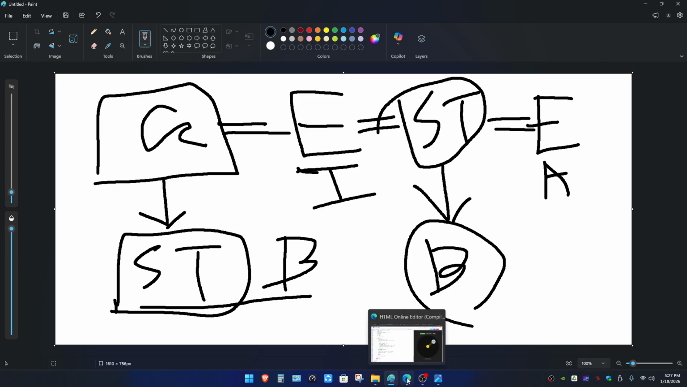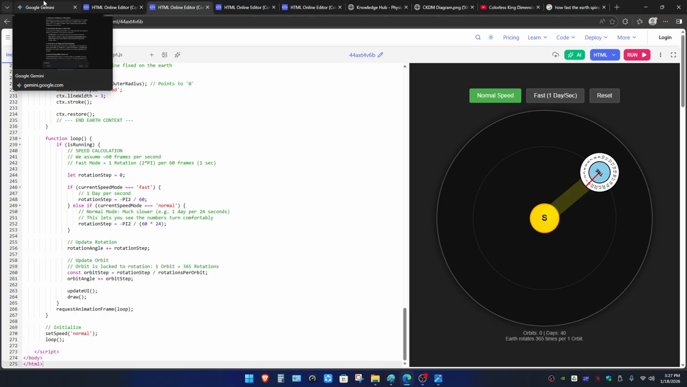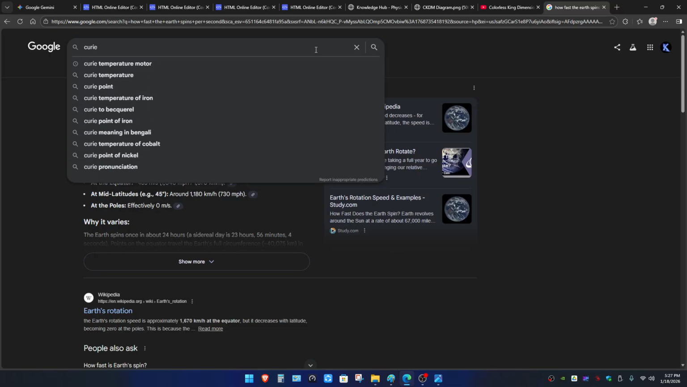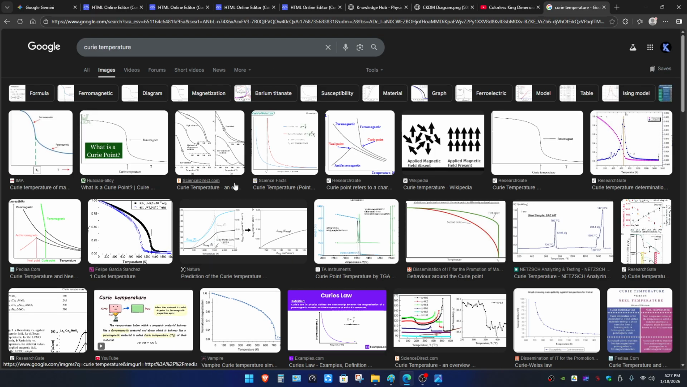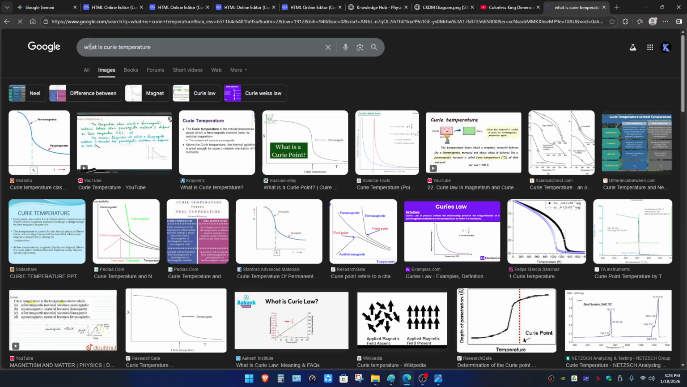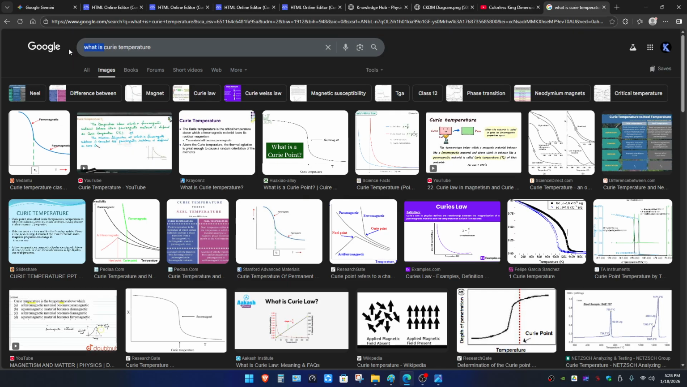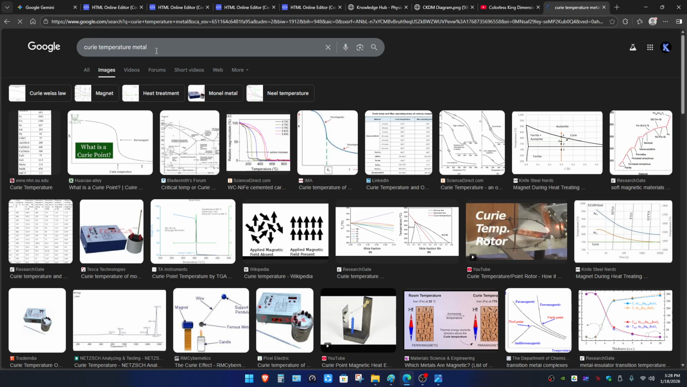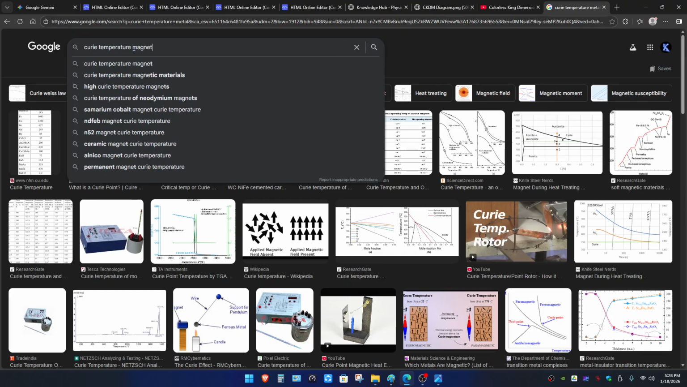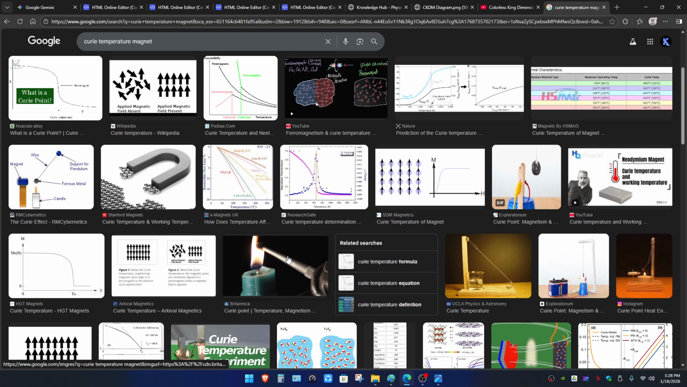If I were to talk about Curie temperature, many people are not going to be able to understand what a Curie temperature is, so let me give you an understanding. Curie temperature is basically a temperature threshold where every object is going to lose its magnetism. What is Curie temperature? Curie temperature, metal, magnet. Let me show it to you.